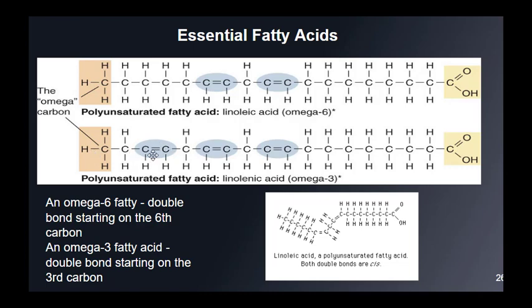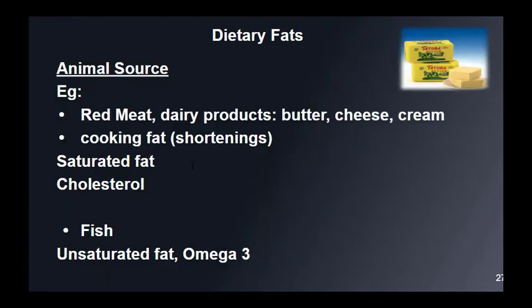Okay, so we're getting our dietary fats either from animal or plants. So if we're getting from an animal source, if you're getting from things like red meat or dairy products, potential problem because you're getting some saturated fat and cholesterol at the same time. If the animal product is fish, the good thing there is not so much saturated fat, and you're getting the good fats, the omega-3 fatty acids.